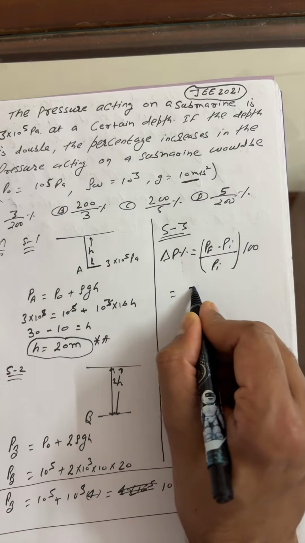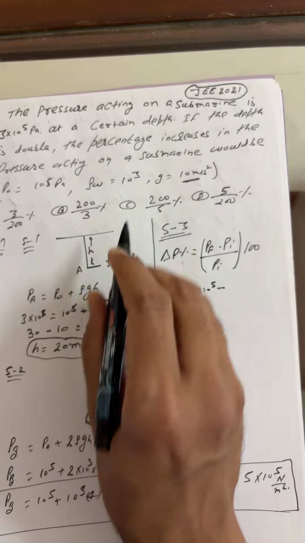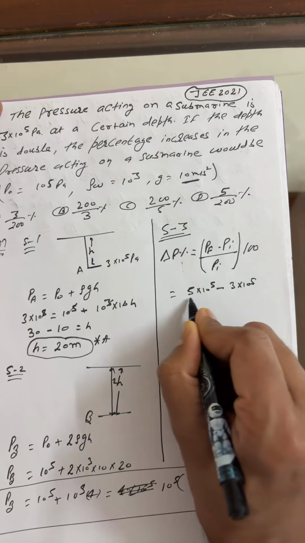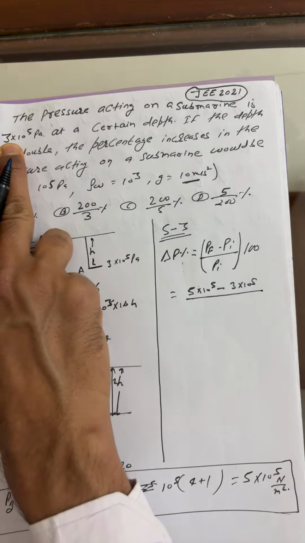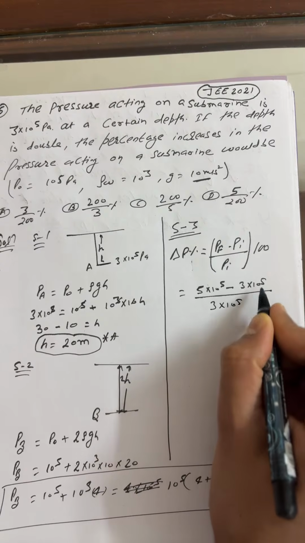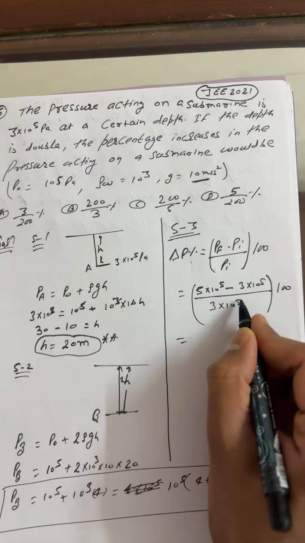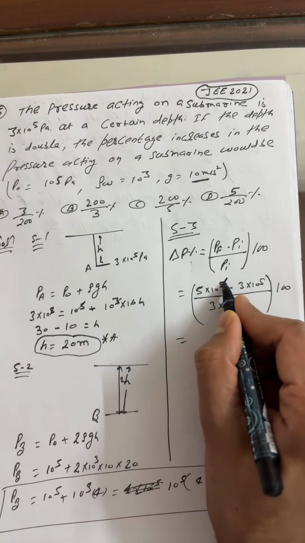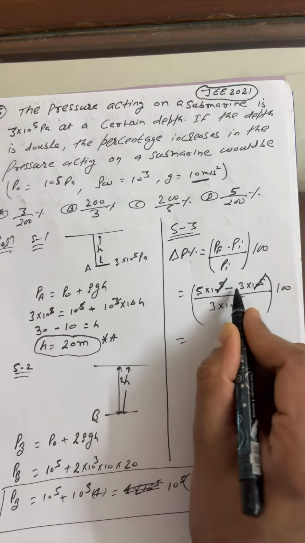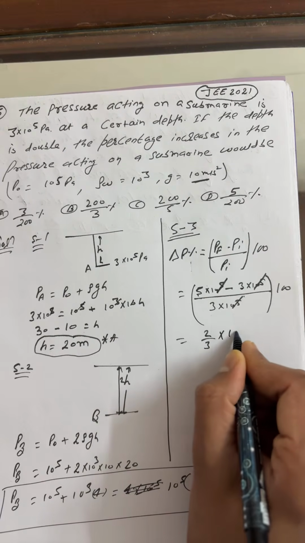5 into 10 to the power 5 beta G, 5 into 10 to the power 5 minus beta. What is P initial? This is 3 into 10 to the power 5 upon beta. So this is 3 into 10 to the power 5 into beta, multiply by 100. You can take 10 to the power 5 common from the numerator and cancel. So 5 minus 3, what you can say, 2. 2 by 3, so you can say 2 by 3 into 100.